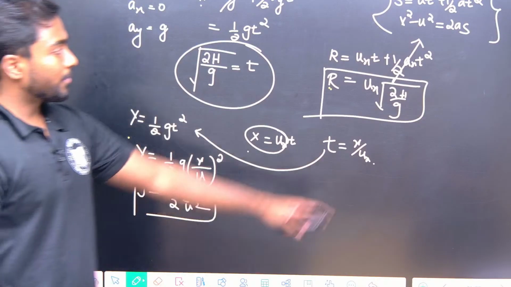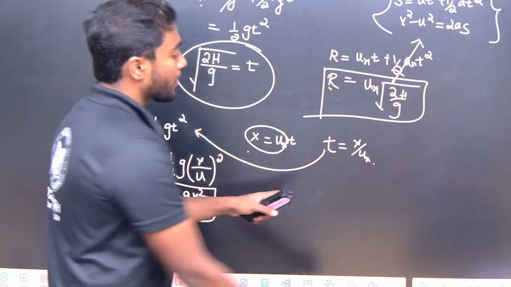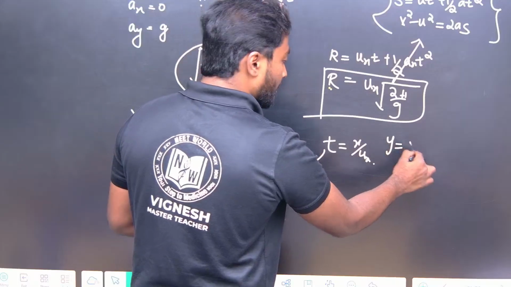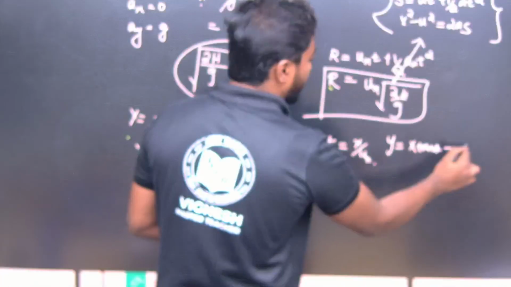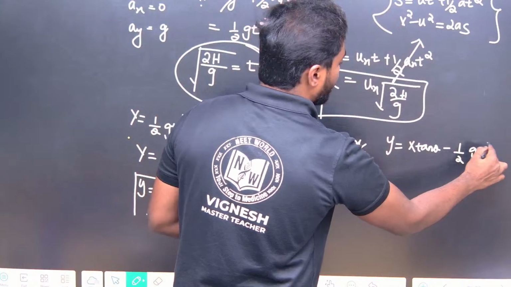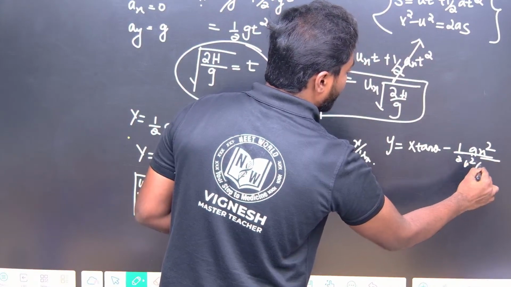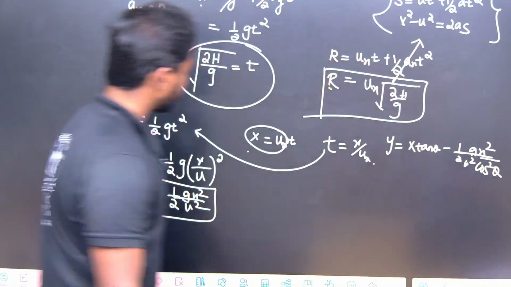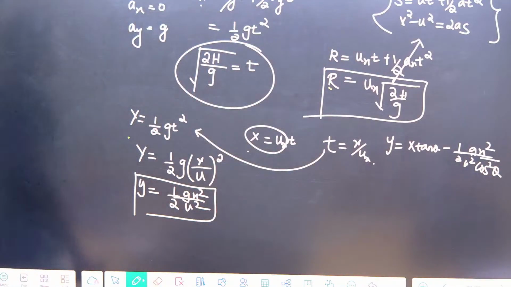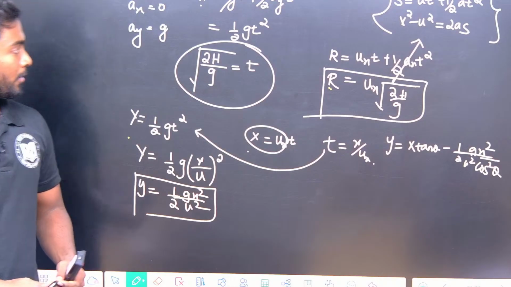Okay, so in that case, what was the equation of trajectory? y is equal to x tan theta minus 1 by 2 g x square by, I mean, u square cos square theta. Okay, copy down first.